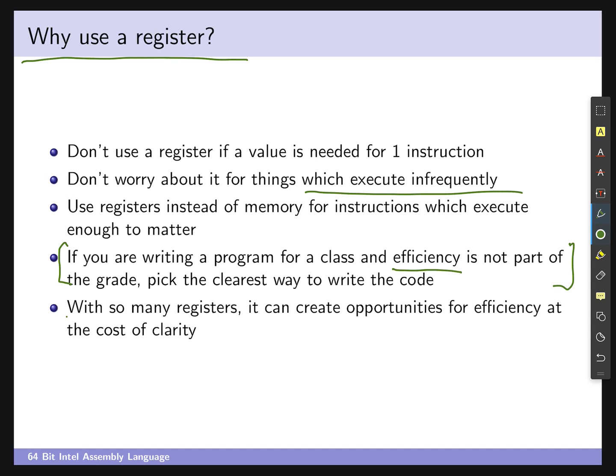So that's something to keep in mind. And I bring this up because with so many registers in 64-bit assembler, it is very possible that you can make code very efficient and it's not very clear. So while you're learning assembler, aim for things to be as simple as possible as opposed to as efficient as possible, okay? Unless I've asked explicitly to make something more efficient, rather aim for clarity.